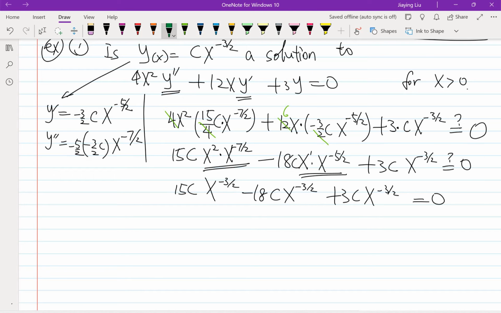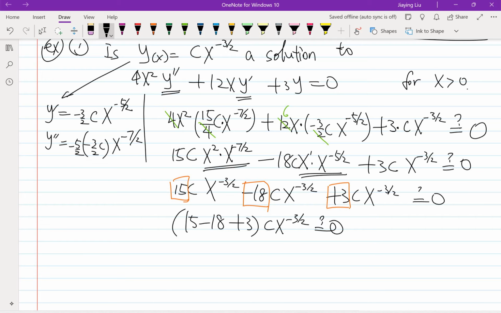And you can just combine, either factor out the common factors or just look at it. You have 15 minus 18 plus 3 multiplied by c x to the negative 3/2. And that should equal 0 on the left, which is the same as the right, 0. So it is a solution.